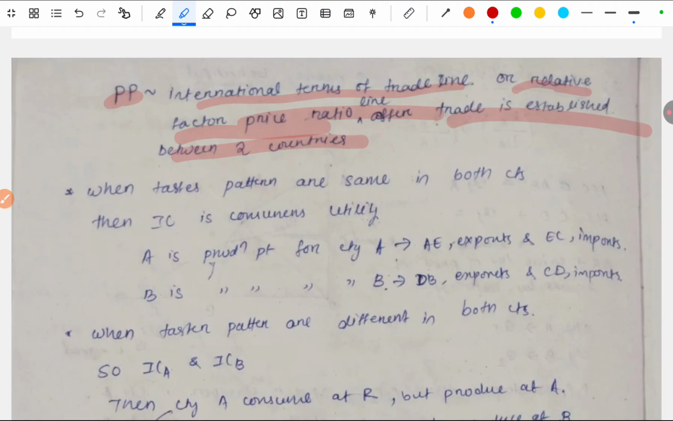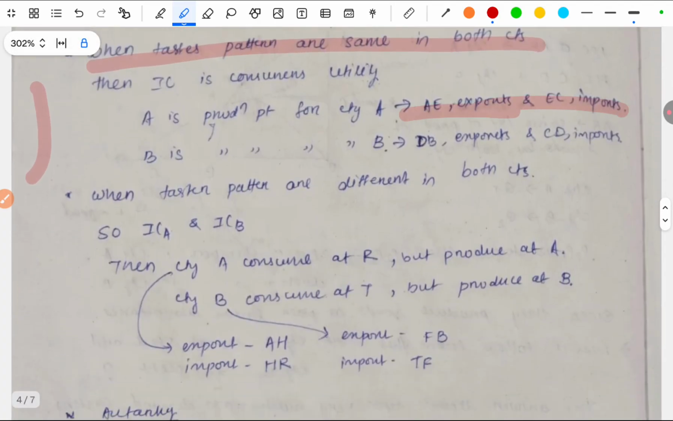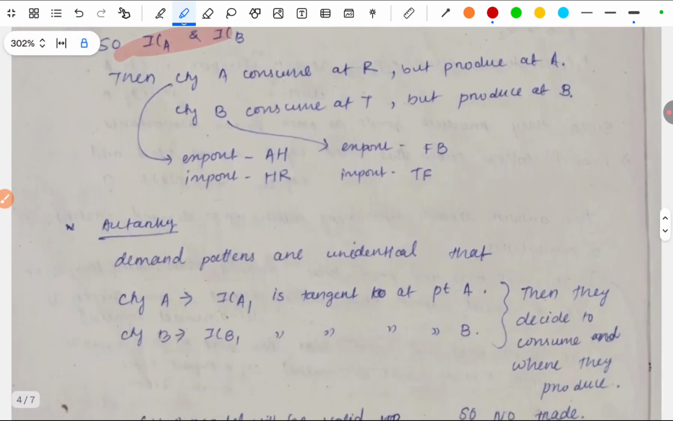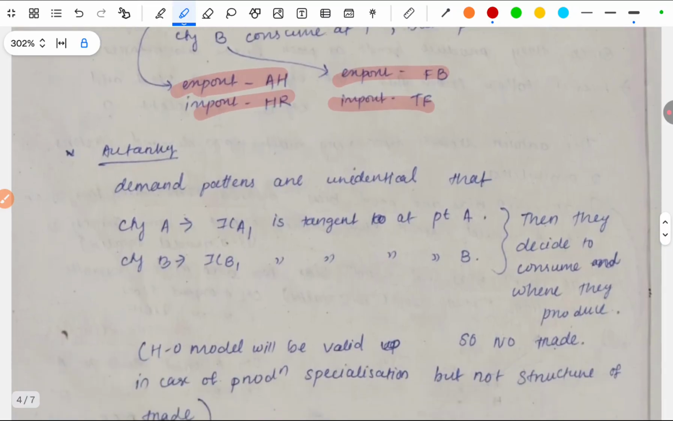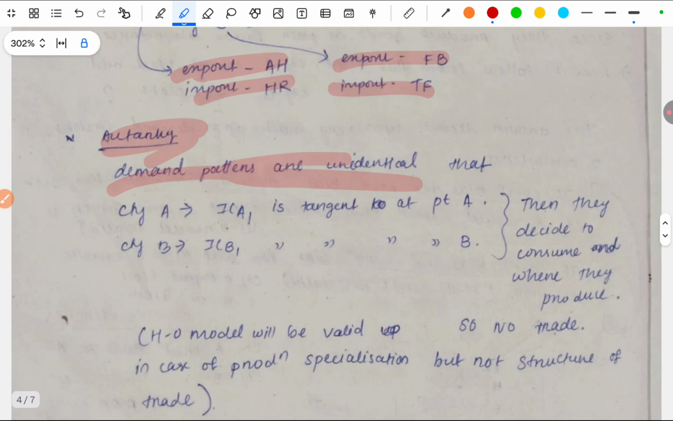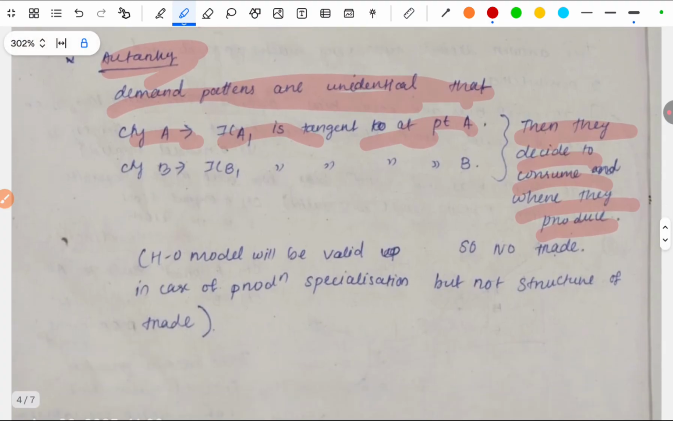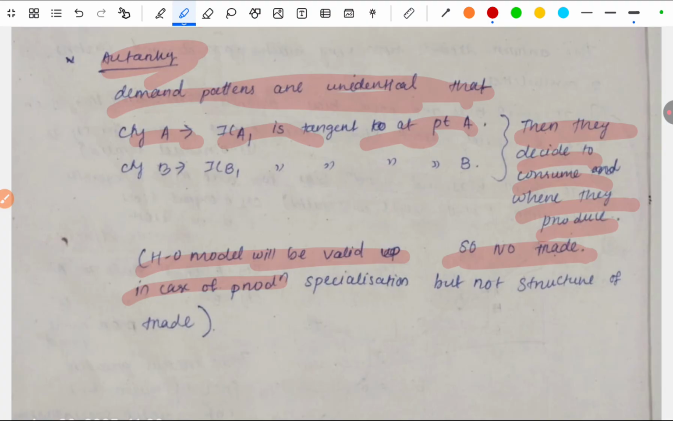When the taste patterns are the same in both countries, we know that taste patterns are different in both the countries. IC and ICB with export and import, this we have discussed. Demand patterns are not identical, meaning there is no demand, meaning country A's IC tangent point, then they decide to consume what they produce, so there is no trade. Where HO model will be valid in case of production specialization. So HO model is valid, but up to a certain level, that is production specialization, not in the structure of trade.